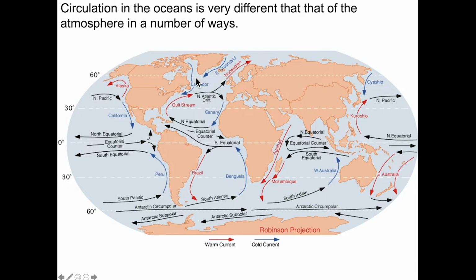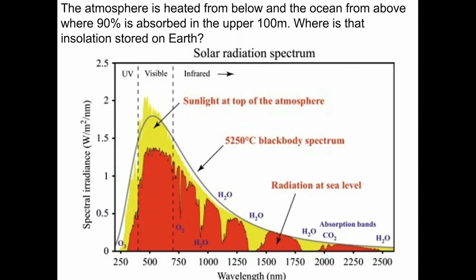Icebergs coming off of Greenland and to a lesser degree up here in Canada, getting entrained in these currents and forced south. So if you visit Newfoundland, you can often see icebergs cruising by the coast. That's just kind of neat. What's driving this difference in circulation? The primary thing that's driving this difference is that the atmosphere is heated from below and the ocean is heated from above, with 90% of insolation absorbed in the upper 100 meters.